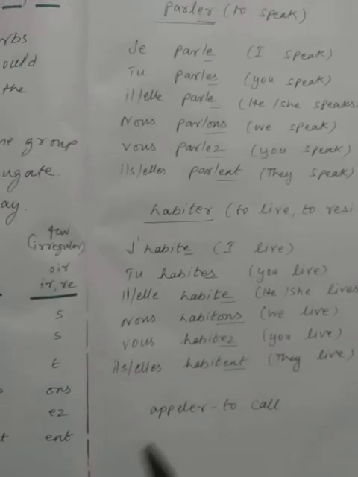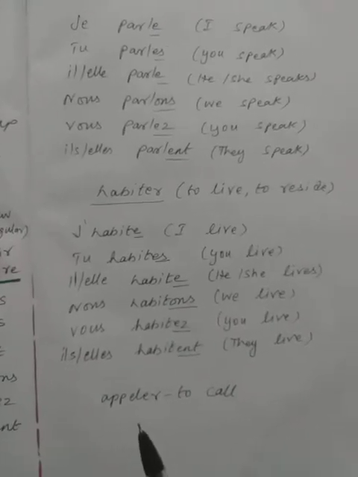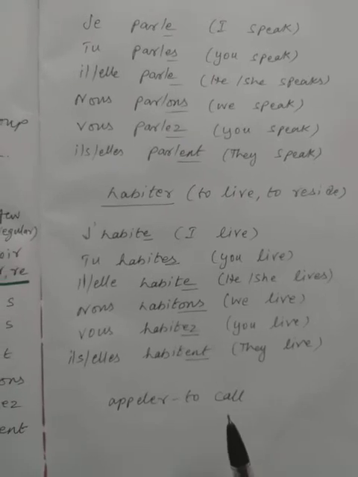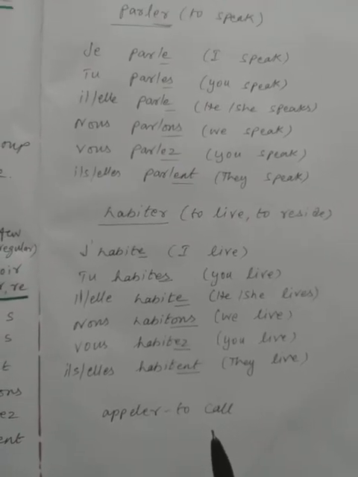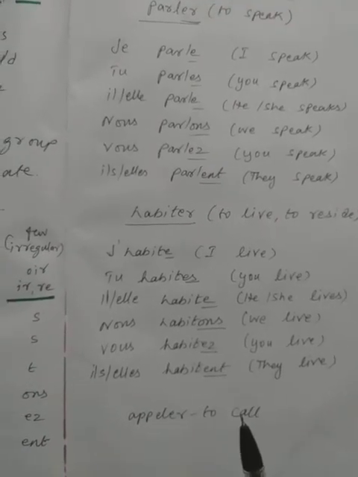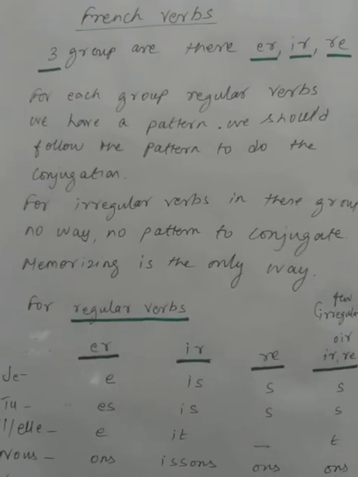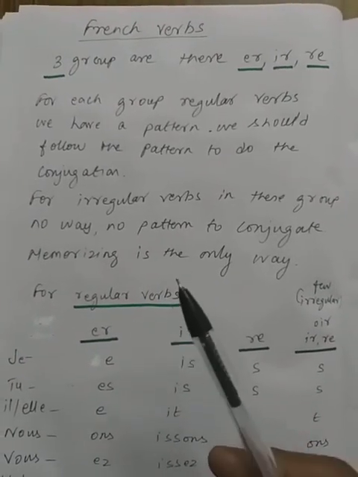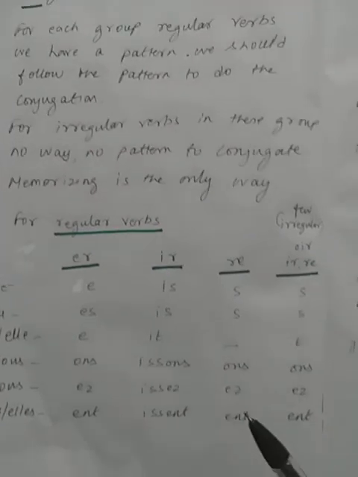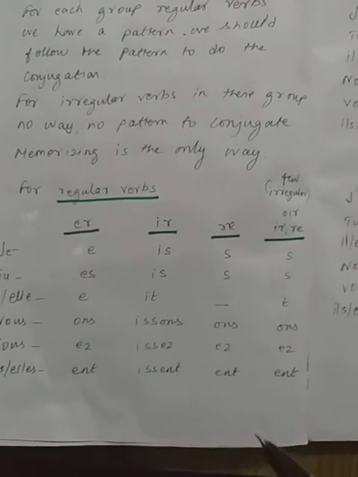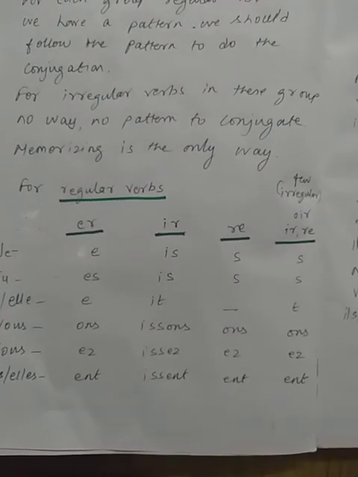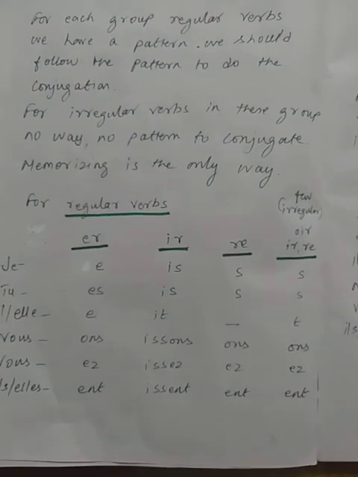Next verb, what is used in the grammar page? Appeler, A-P-P-E-L-E-R, meaning to call. That we'll see in the next class. Now go through the verbs. A very important topic, verbs. What are the groups or types of verbs, and how to do the conjugation of those verbs if they are regular. Irregular, we'll see later. Okay, thank you.